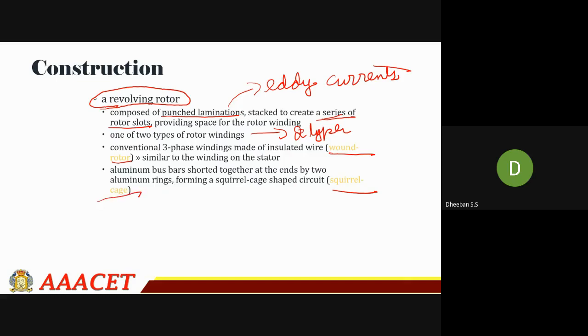In your wound rotor, we are talking about three phase, right? So in the three phase, the wound rotor will be having windings, that is, in your rotor itself there will be windings. Whereas in case of a squirrel cage, you won't be having any windings. Instead, you'll be having aluminum bus bars. Okay, so here it is, aluminum bus bars you'll be having. I'll be showing it.